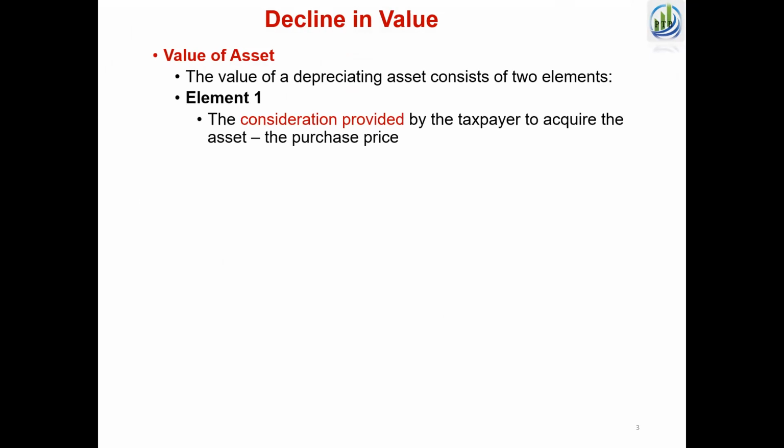But we should be careful. Is this 44,000 including GST or excluding GST? If your business is registered for the GST, you must exclude the GST. For example, your client is registered for the GST. He is buying a car for $44,000. His cost will be $40,000.